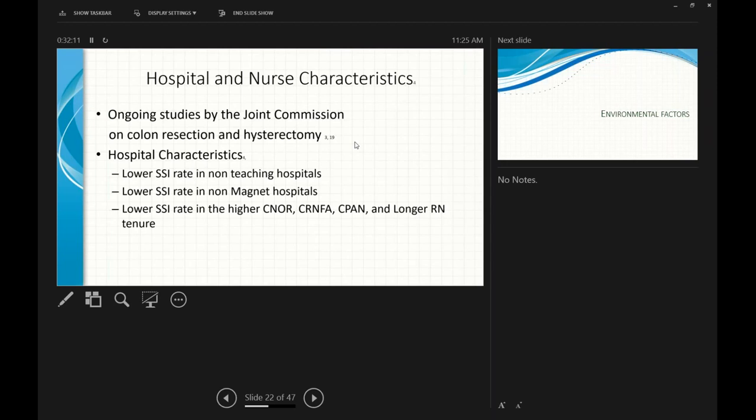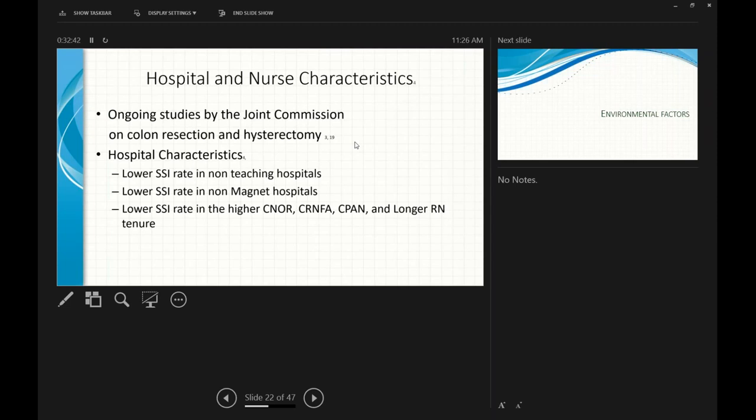And then Stavisky found out that there are hospital characteristics where there are more infections. It's a lower infection rate in a non-teaching hospital, and they're studying why right now. There's a lower infection rate in non-magnet hospitals. I wonder why. They're investigating that, but these are just the results of the research they've done so far.